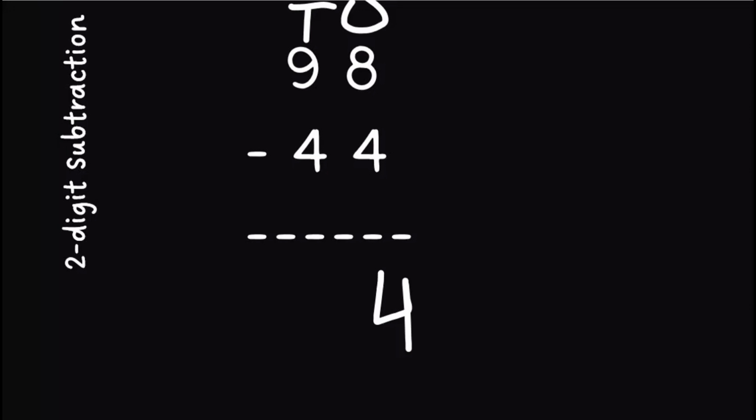Now we will move on towards the second digit, that is tens. 9 minus 4. So what will you get when you take away 4 out of 9? Yes, 5. So the answer is 54.